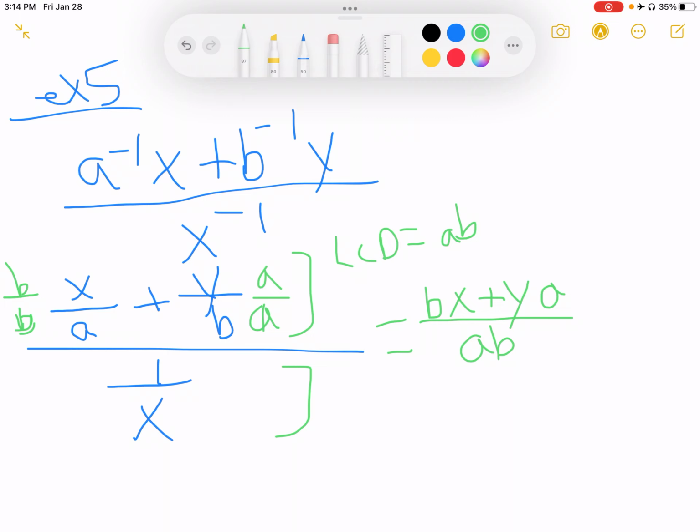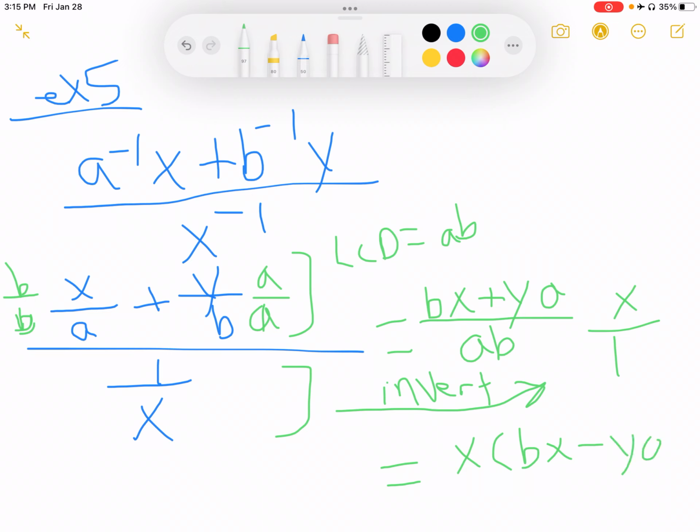Okay, and like I said, that's our top term, and when we think about putting our bottom term over here, we're going to invert it, right? So then we'd have x over 1. At this point, you're basically done, right? With the last part, we could actually just write it like this. So we have x, and then we have bx plus ya, and then we could divide it by ab.